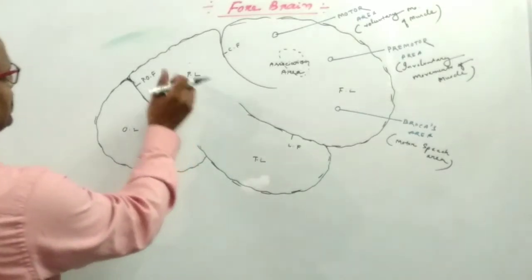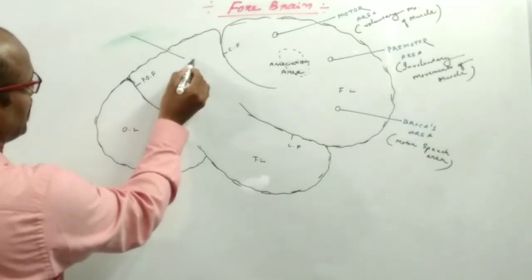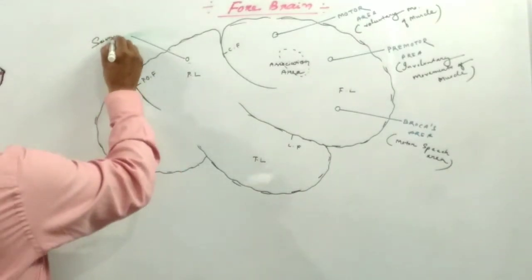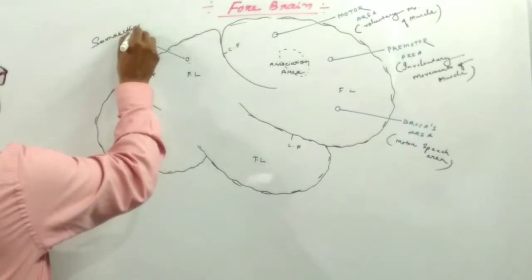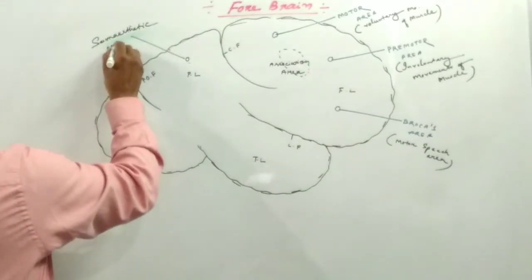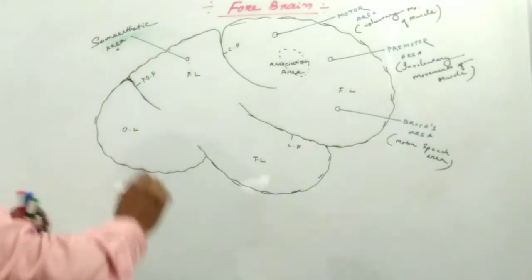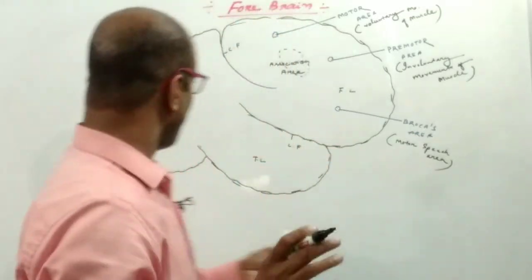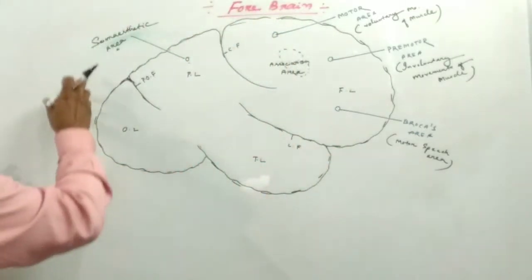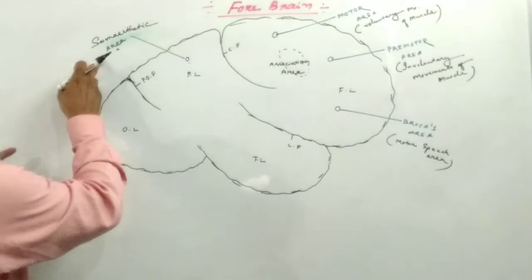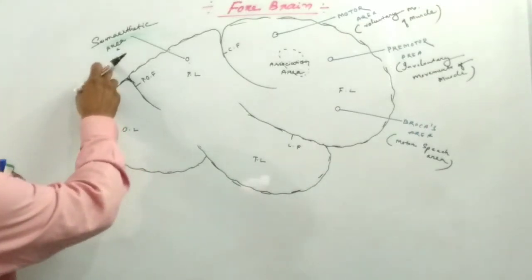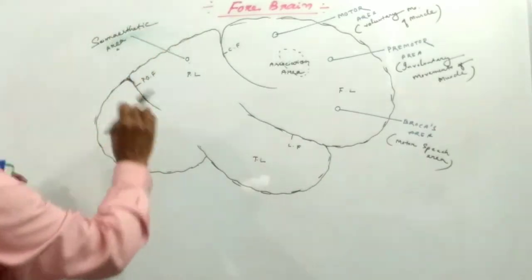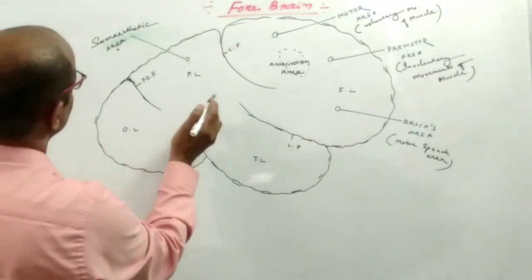The parietal lobe contains an important area known as the somaesthetic area. This is the area of general perceptions like pressure, temperature, and touch. It perceives pain, touch, temperature, and pressure.